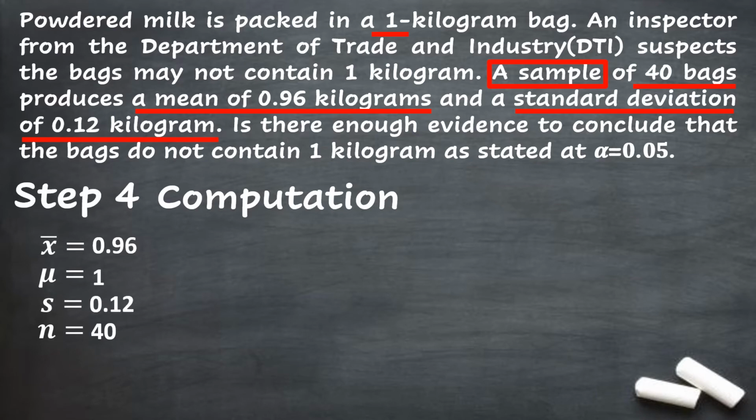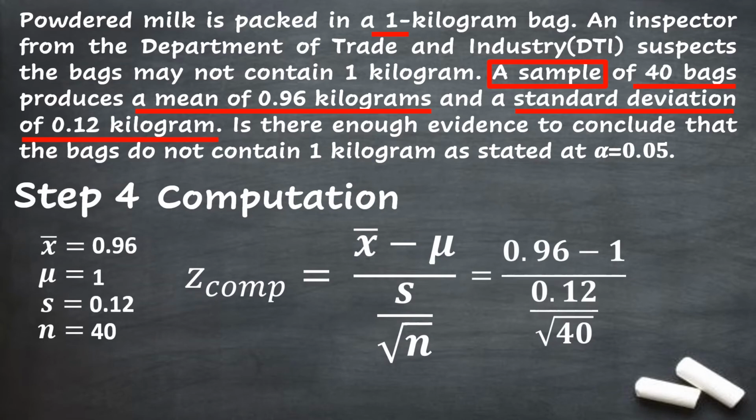Now that we already have the given values, we can now decide what formula for the one sample z-test we are going to use. Is it the one containing the sample standard deviation or the one containing the population standard deviation? So obviously, the answer is the one that contains the sample standard deviation because it is the one that is written in our given values. Substituting the given values, we will have 0.96 minus 1 all over 0.12 all over the square root of 40. After substituting, we can now get the calculator and solve for the z computed.